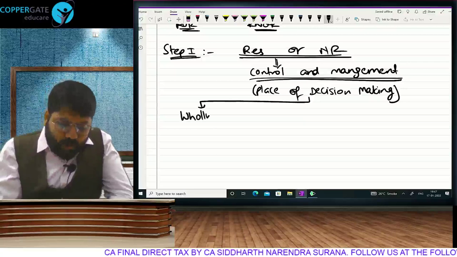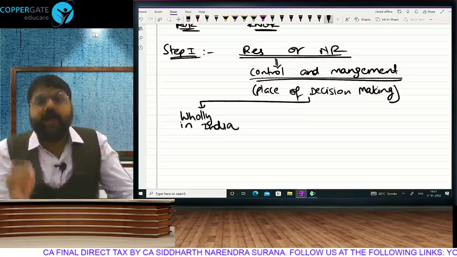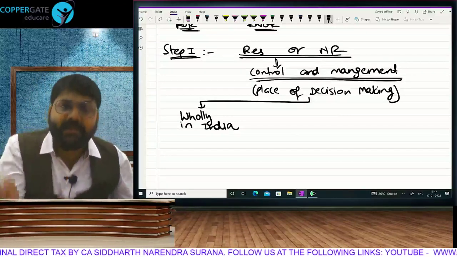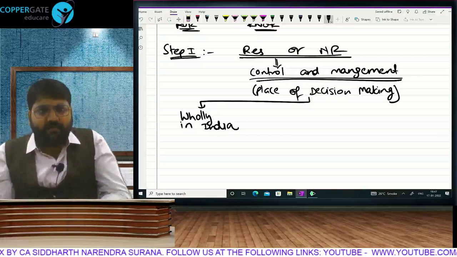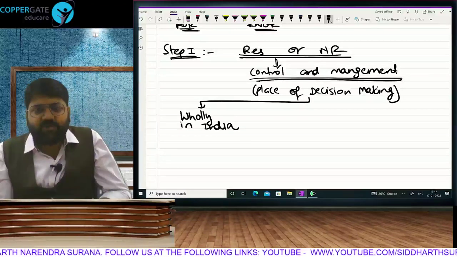Possibility 1, all decisions of the HUF are taken in India. That means the control and management is wholly, completely, fully in India. All decisions are taken in India. For example, my HUF, I am the Karta. All the decisions of my HUF I am taking in Mumbai.